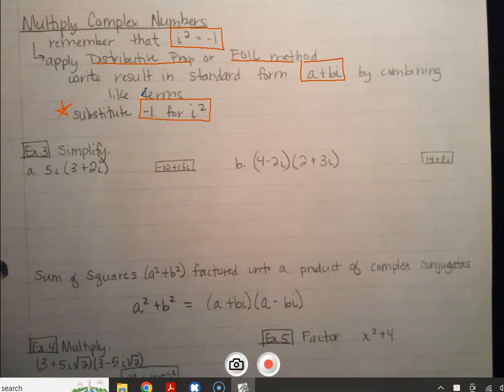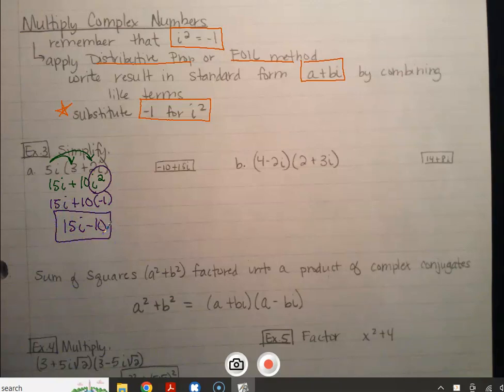All right, so we're going to dive right in. I didn't do any of these examples for us, so we could dive in. So we're just going to, on the first one, distribute. 5i times 3 is 15i. 5i times 2i is going to be plus 10i squared. Okay, I have this i squared, which I need to replace, substitute in a negative 1. So this is going to be 15i plus 10 times negative 1, which means it's 15i minus 10.